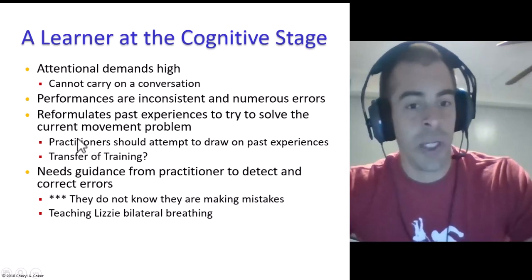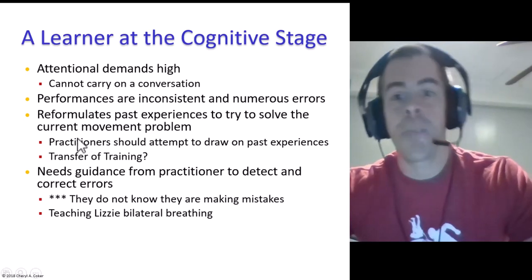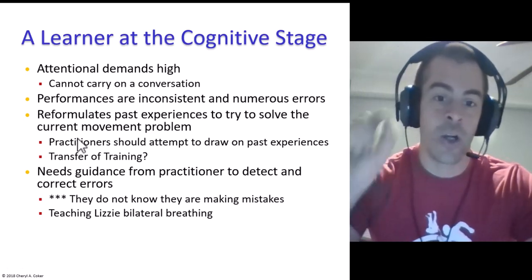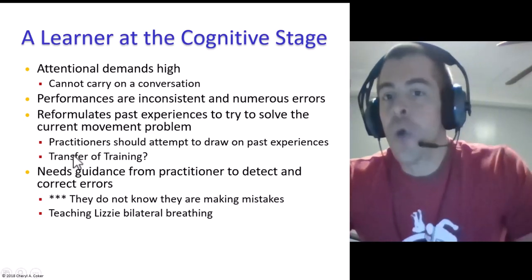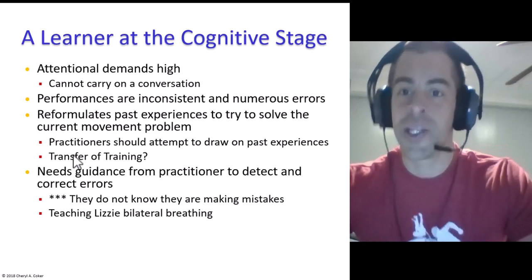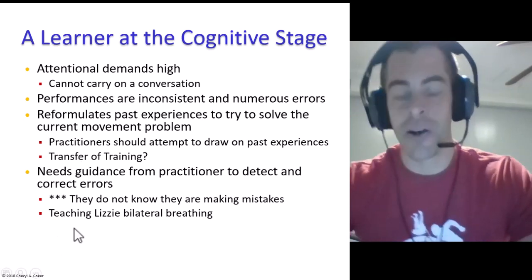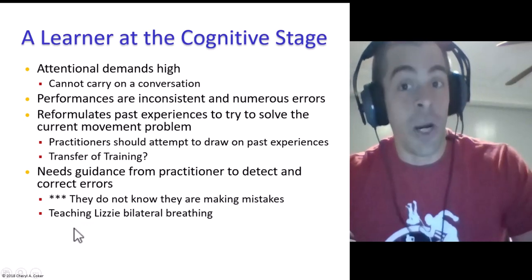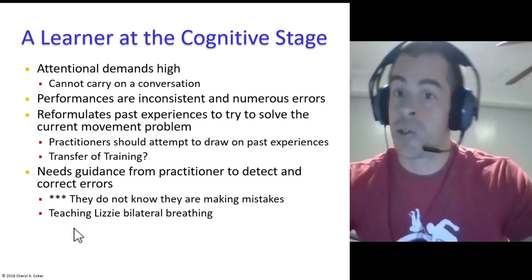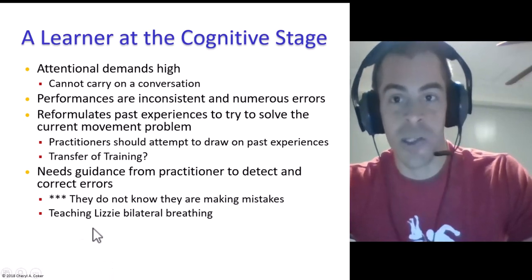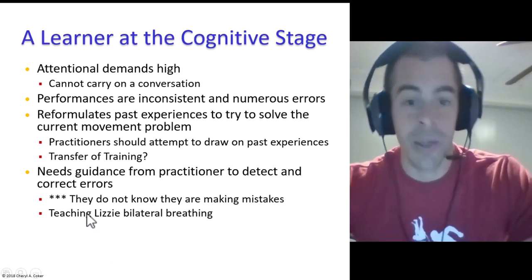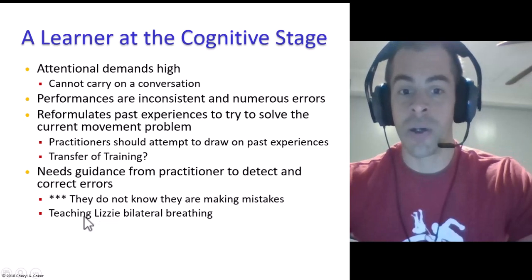I think the last one here is needs guidance from practitioner to detect and correct errors. And the 3 asterisks here are, they don't know that they're making mistakes often. So my example here is, over last summer, I tried to teach my daughter how to swim. At the time, she was 4 years old. It was very cool. In the beginning of the summer, she hated the water and didn't want to go in. By the end of the summer, she loved it.